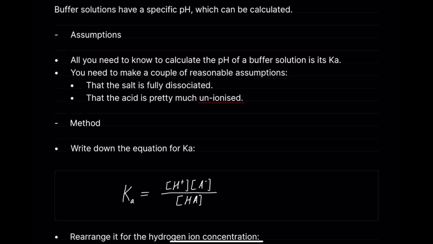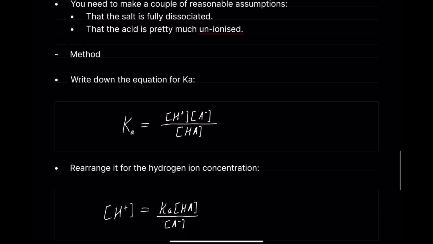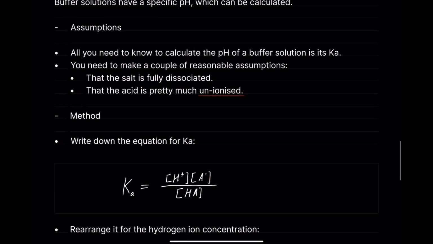Now, we write down our equation for Ka. This is how we go about it, right? We're just rearranging our equation. So we know that Ka is equal to H plus times A minus over HA. If you don't remember that, watch my previous video where I talked about that. But remember, all acids would follow this.